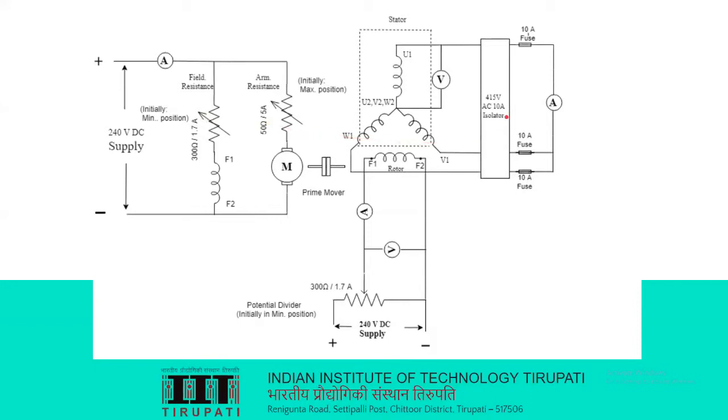If this isolator is in off state, then the alternator is in open circuited condition. Open circuit phase voltage can be measured by using the voltmeter. If this isolator is in on state, the alternator is in short circuited condition. Short circuit current can be measured by using the ammeter.